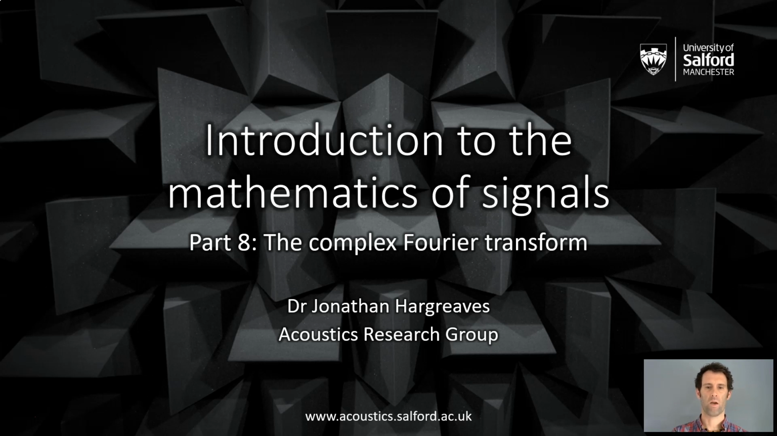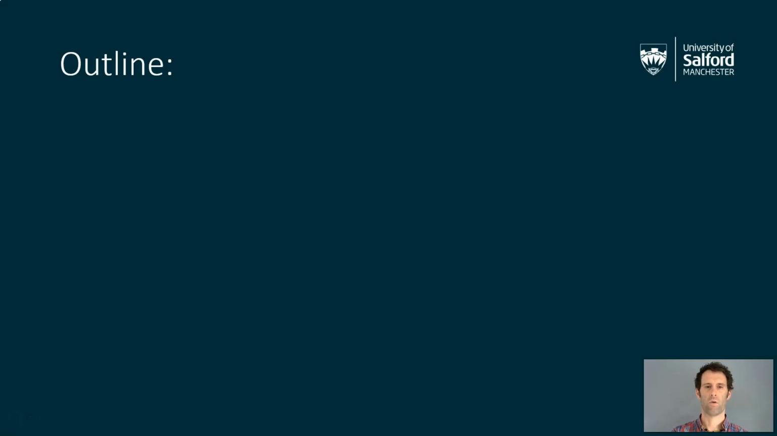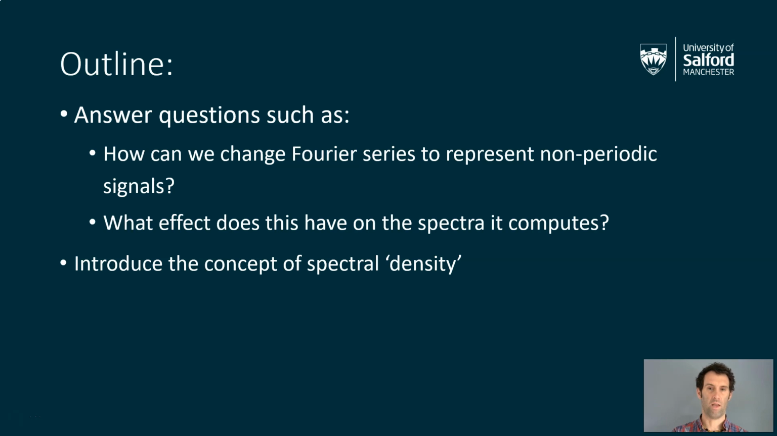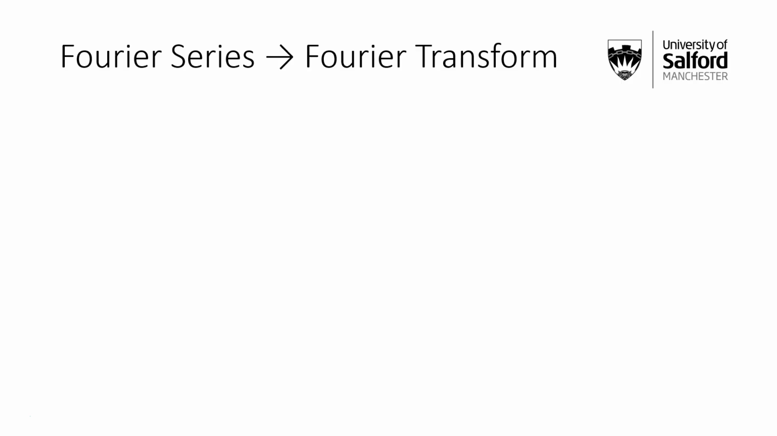In this episode, we're going to introduce the complex Fourier transform. So here's a quick outline. We're going to answer questions such as, how can we change Fourier series, which we saw in parts 4 and 5, then complex version in part 7, to represent non-periodic signals. We're then going to see what effect this has on the spectra it computes. And then we're going to introduce the concept of spectral density that arises from this. So we're going to look at going from a Fourier series to a Fourier transform.